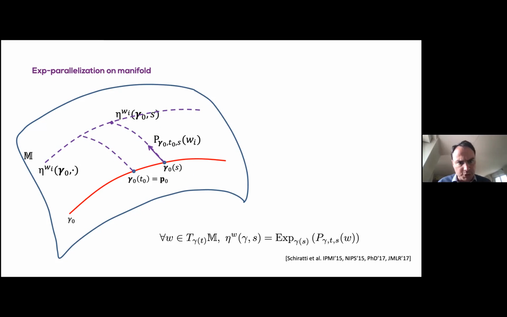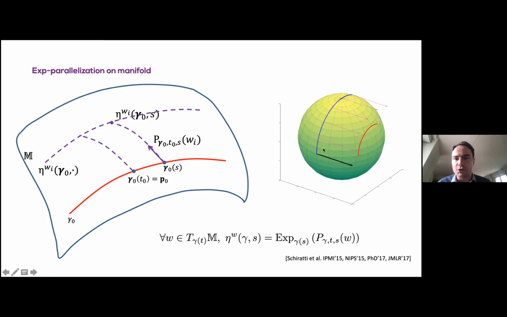So this curve is no more a geodesic; it's another curve, and if the manifold is Euclidean, it corresponds to the usual concept of parallelism. And on the sphere, for instance, the geodesic is a great circle, so in blue here.